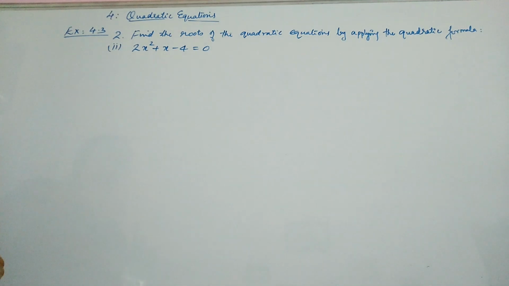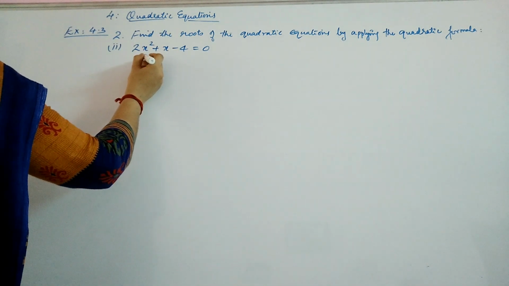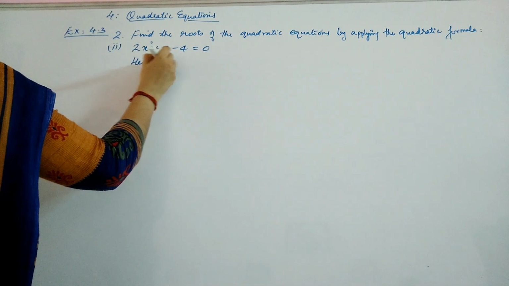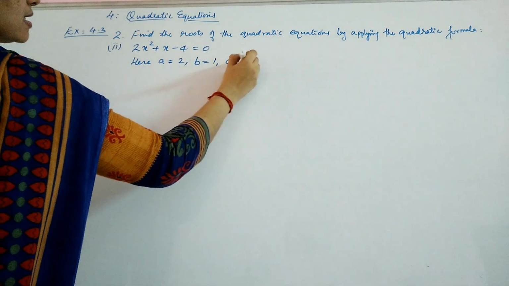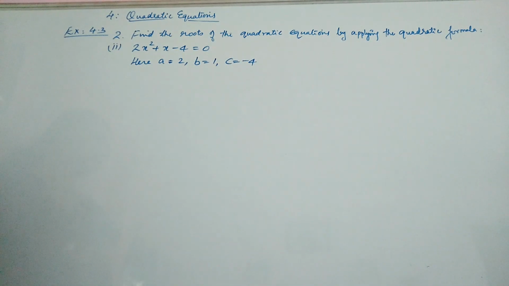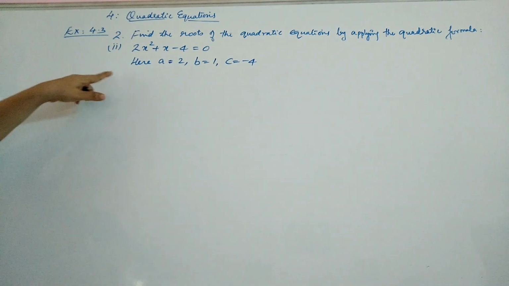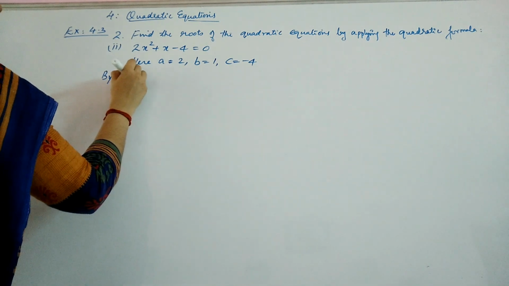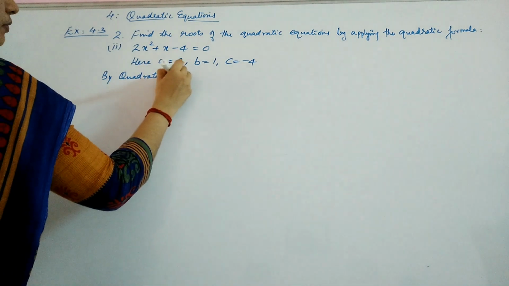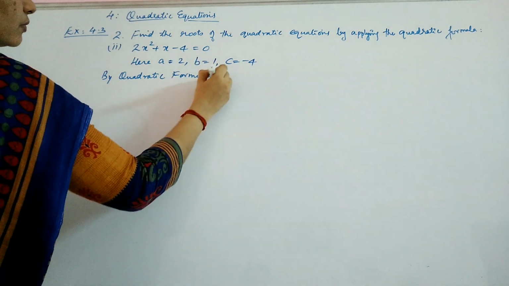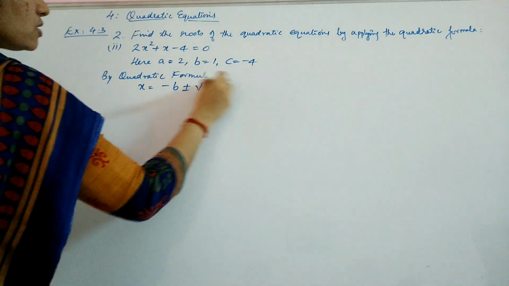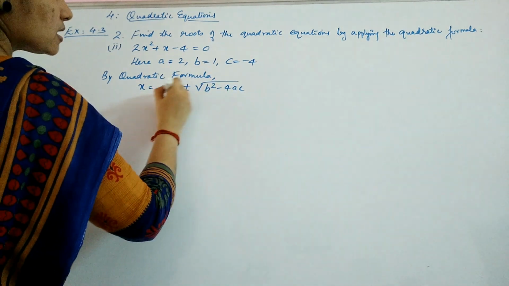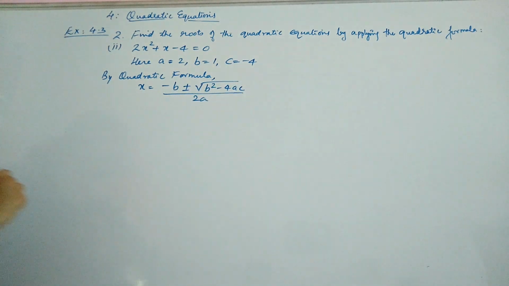Second subdivision is 2x square plus x minus 4 is equal to 0. Here again we will compare with ax square plus bx plus c equal to 0. So here you are getting a is equal to 2, b is equal to 1 and c is equal to minus 4 when compared with ax square plus bx plus c equal to 0. And what is your quadratic formula? x is equal to minus b plus or minus root of b square minus 4ac by 2a.